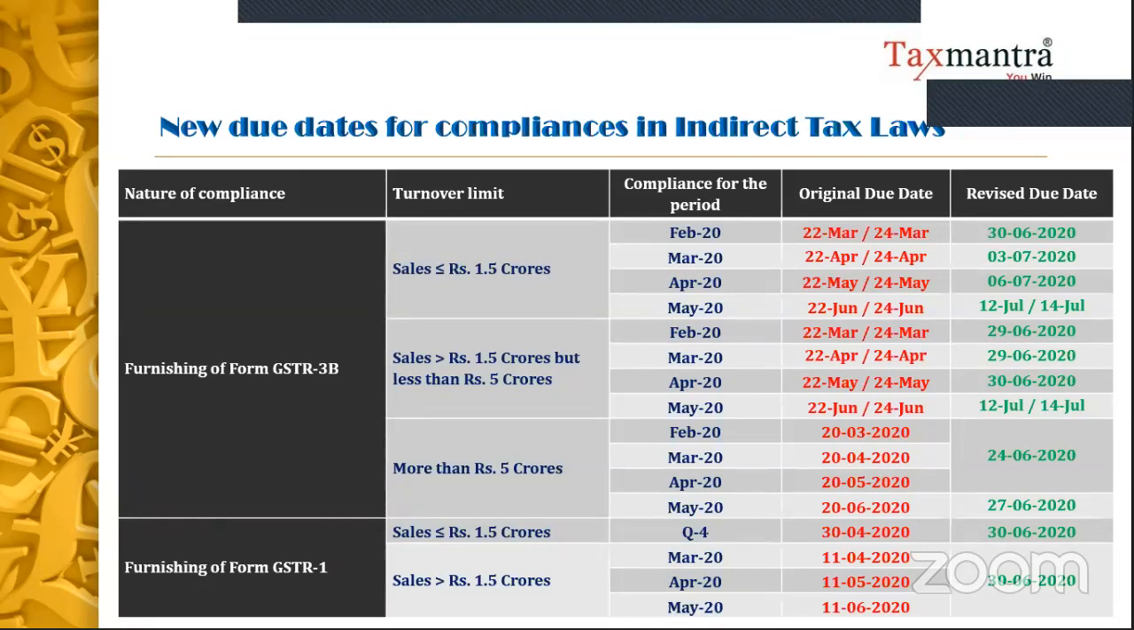In case of turnover more than 1.5 crore, opting for the monthly return, for the months of March, April, and May, the due dates were 11th of April, 11th of May, 11th of June. Now altogether it has been extended to the 30th of June.